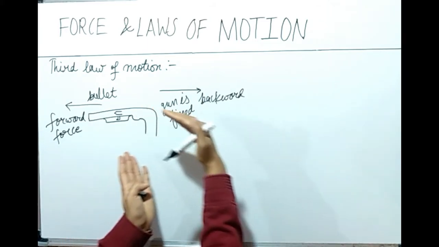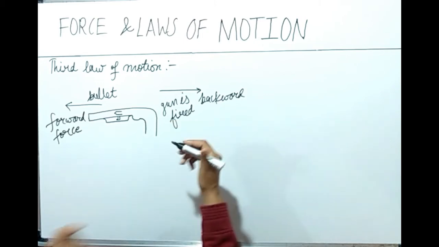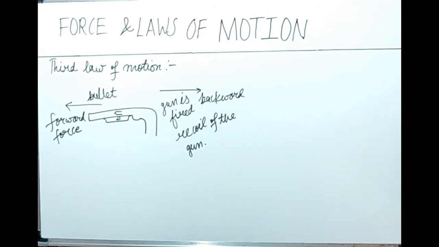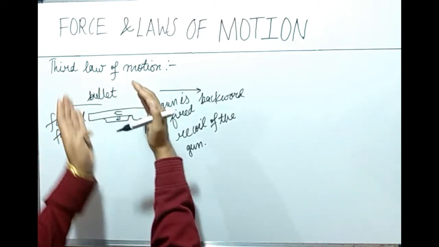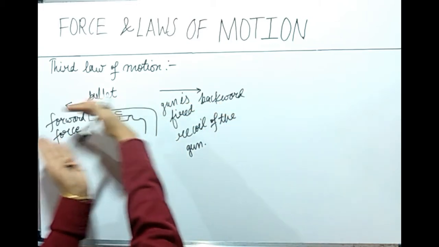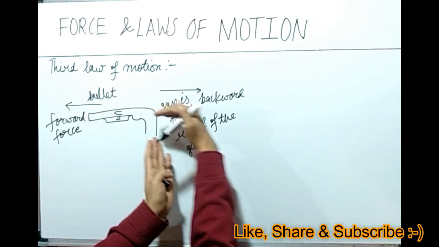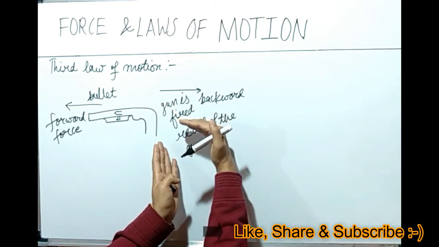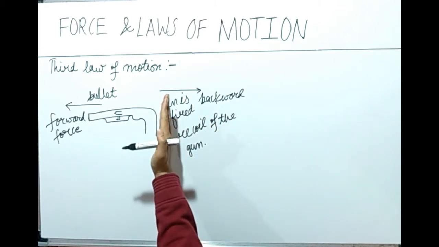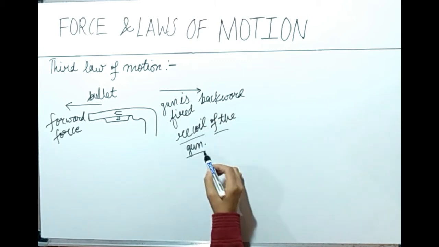And when the force on the gun acts in the backward direction, a jerk is felt on the shoulder of the person, and that is called recoil of the gun. So what is the third law of motion? To every action there is an equal and opposite reaction. The bullet is moving in the forward direction and it is applying force on the gun in the backward direction, and the magnitude of the force is equal and opposite. So a jerk is felt on the shoulder of the person, and that is called recoil of the gun.